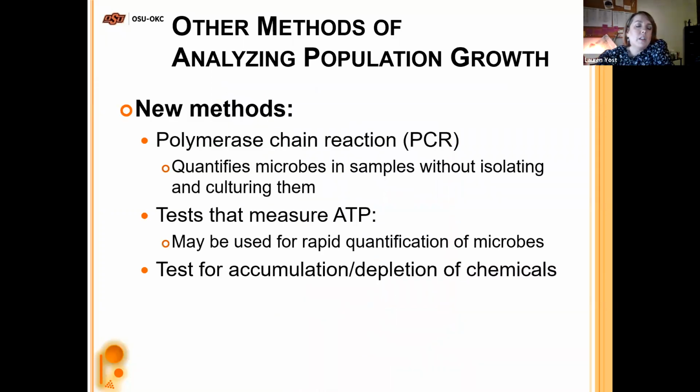Other methods to analyze population growth: we have polymerase chain reaction to quantify microbes in samples without isolating and culturing them. What is polymerase chain reaction? Do not worry, we're going to get into detail, but not right now. PCR uses a little bit of DNA, and you can amplify it to ridiculous amounts from just a small sample, and then analyze it.